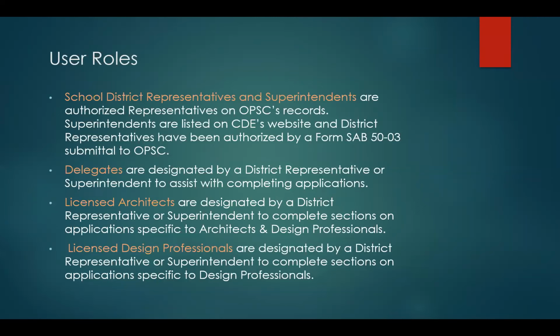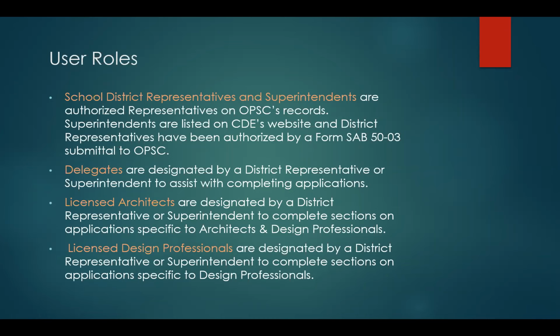First, we have school district representatives and superintendents who are authorized representatives on OPSC's records. Superintendents are listed on CDE's website, and district representatives have been authorized by a Form SAB 5003 submittal to OPSC. If you're a superintendent not in our system, then you can just send us an email and we'll make the change to the district information after we verify that the superintendent is listed on CDE's website. If you're a district representative not in our system, then you'll have to submit a new 5003 to be added as an authorized representative.